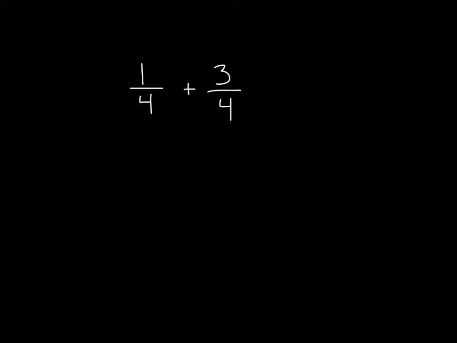Okay, 1/4 plus 3/4. Again, we add the numerators. 1 plus 3 is 4. And you keep the common denominator. And 4 out of 4 would be the whole box. So that actually reduces to 1.